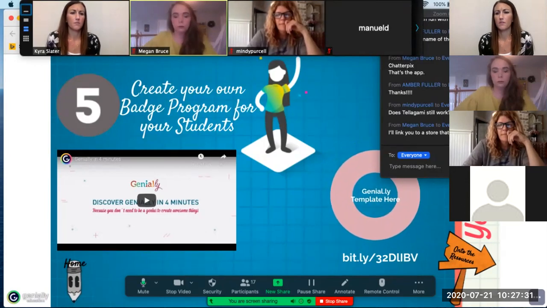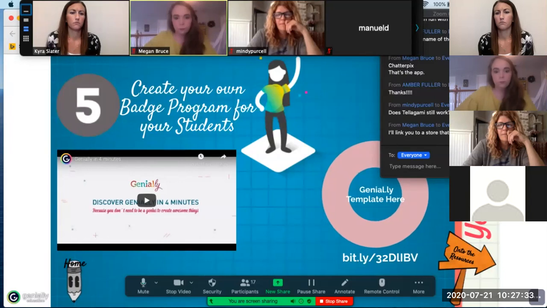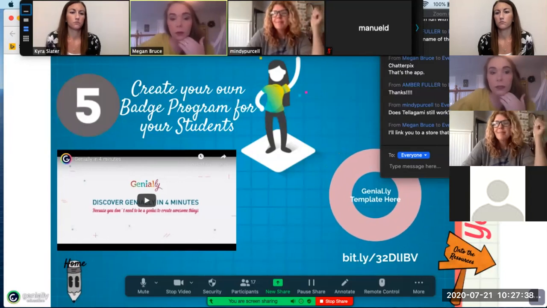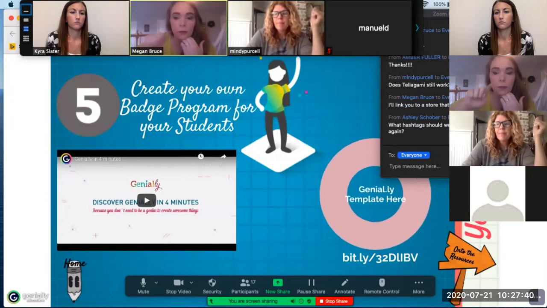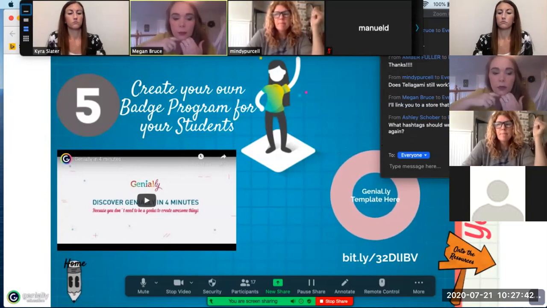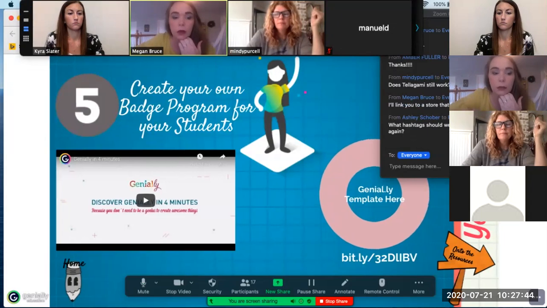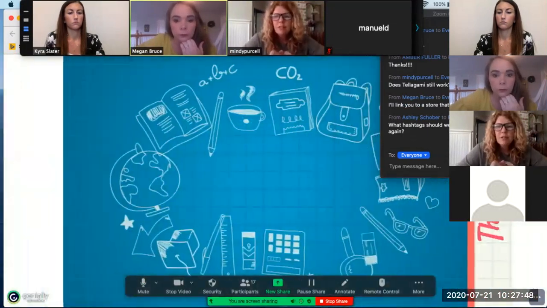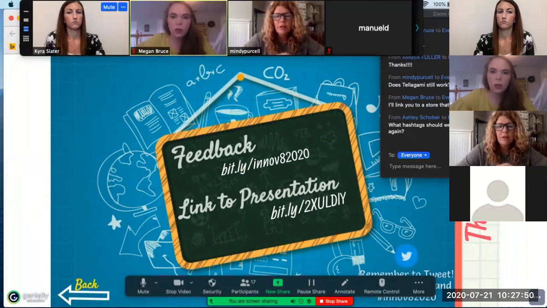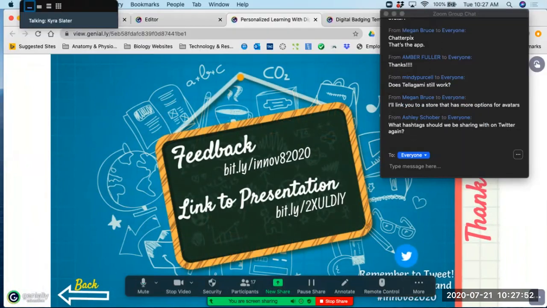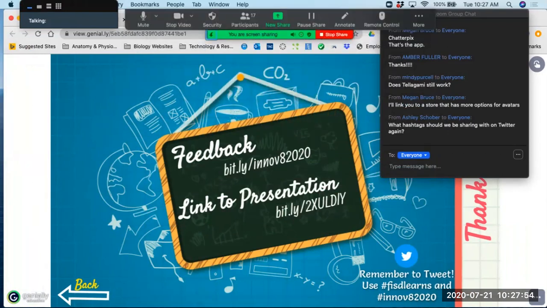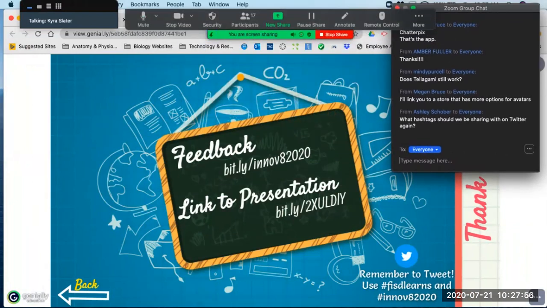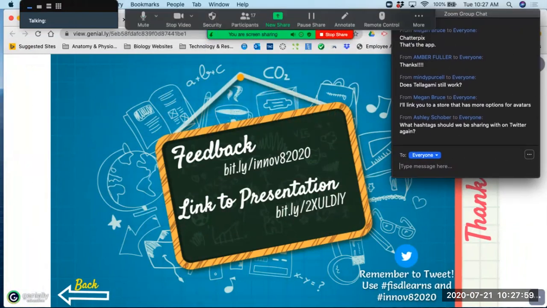Megan, does Telegami still work? Yeah, Telegami is great. When I was talking about that math example, a lot of the kids used Telegami. They really liked it. Last time I tried to use it, I couldn't get it to work. That's why I was curious if maybe they had gone kaput, so I'll try it again. Voki is another one of my favorites.